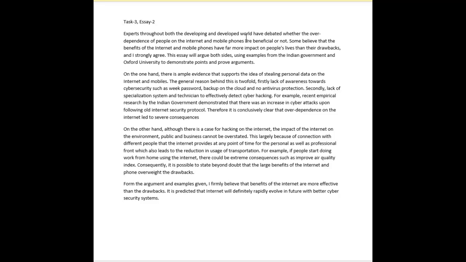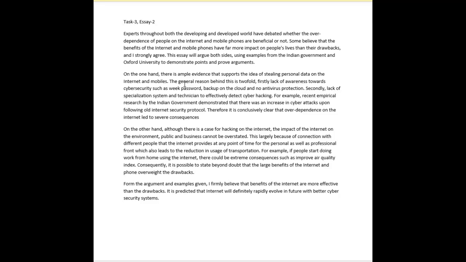On the one hand, there is ample evidence that supports the idea of stealing personal data on the internet and mobiles. The general reason behind this is twofold. Firstly, lack of awareness towards cybersecurity, such as weak, W-E-A-K, password backup on the cloud, and no antivirus protection. Secondly, lack of specialization system and technician to effectively detect cyber hacking. For example, recent empirical research by the Indian government demonstrated that there was an increase in cyber attacks upon following old internet security protocol. Therefore, it is conclusively clear that overdependence on the internet led to several consequences.